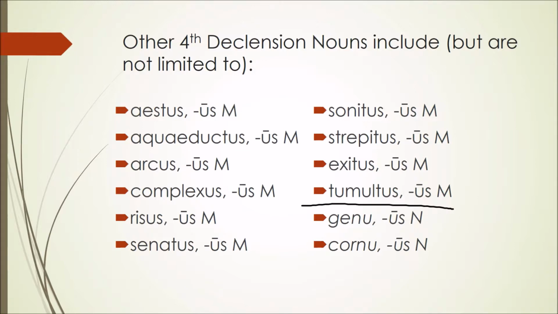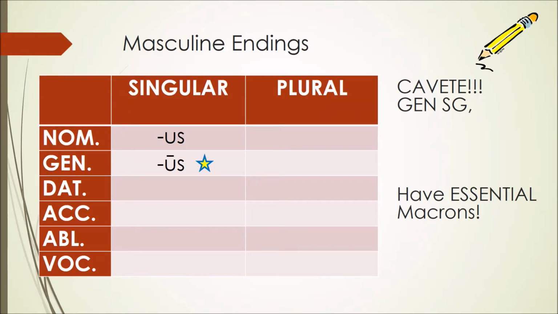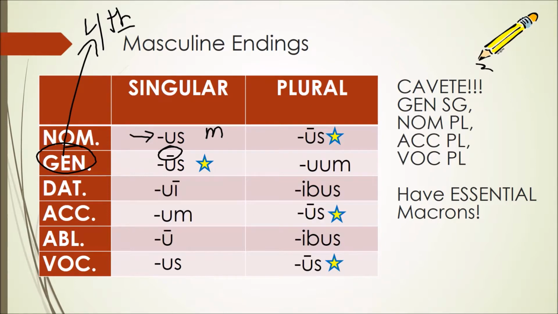As I've mentioned before, for the fourth declension masculine endings, remember that the genitive singular does have an essential macron, and it's this genitive singular form which is going to tell you that it is in fact a fourth declension noun. The nominative singular, the US form, is what's going to tell you that it's likely to be masculine.